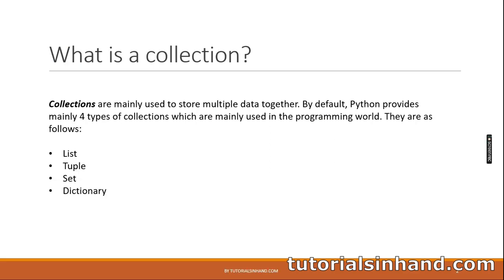Before we learn about list, we must first understand what is a collection. Collections are mainly used to store multiple data together. By default, Python provides mainly 4 types of collections which are mainly used in the programming world. They are as follows: list, tuple, set, and dictionary. In this video, we will learn about list and the available methods in list which we can use in Python programming. Okay, let's go to the next slide.